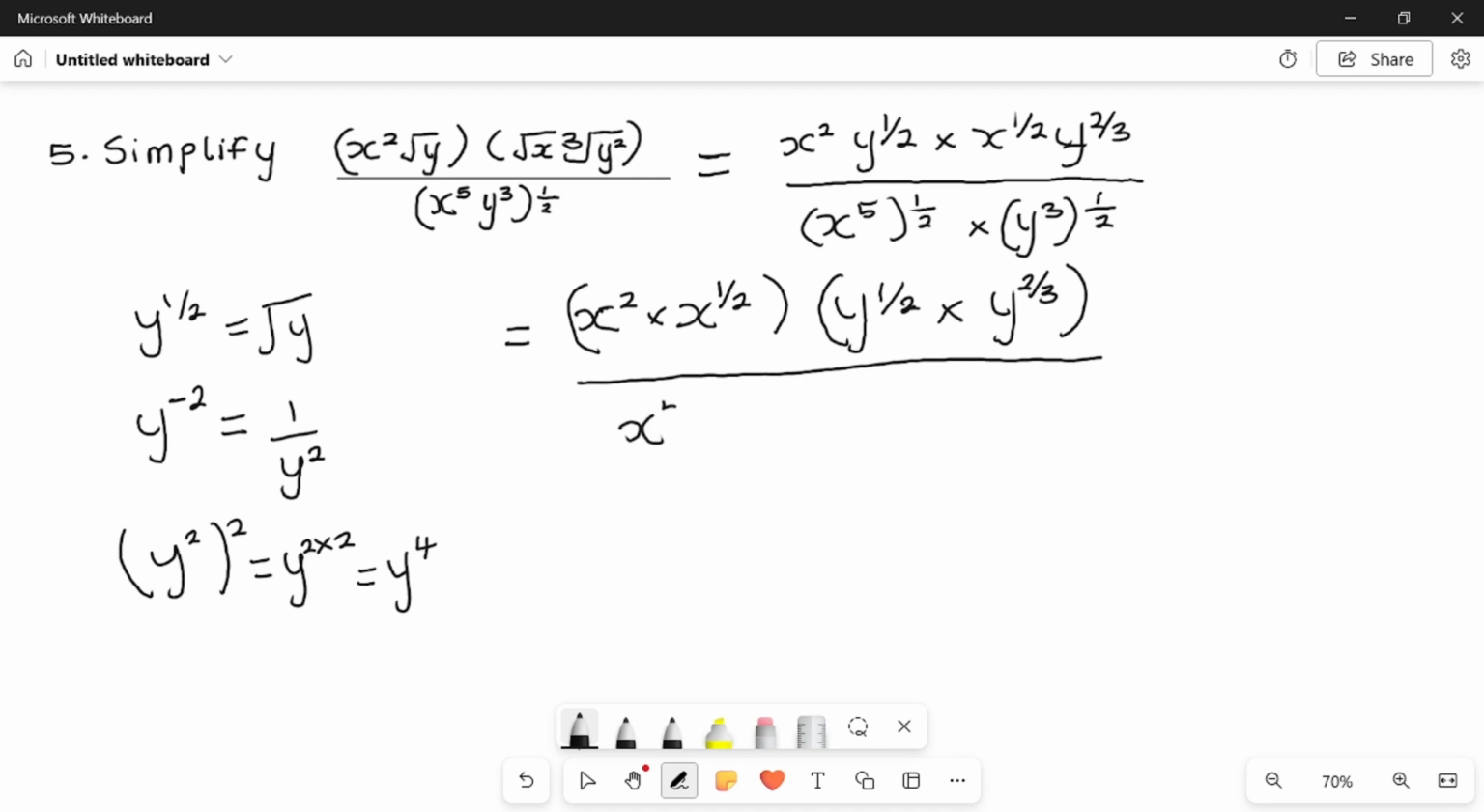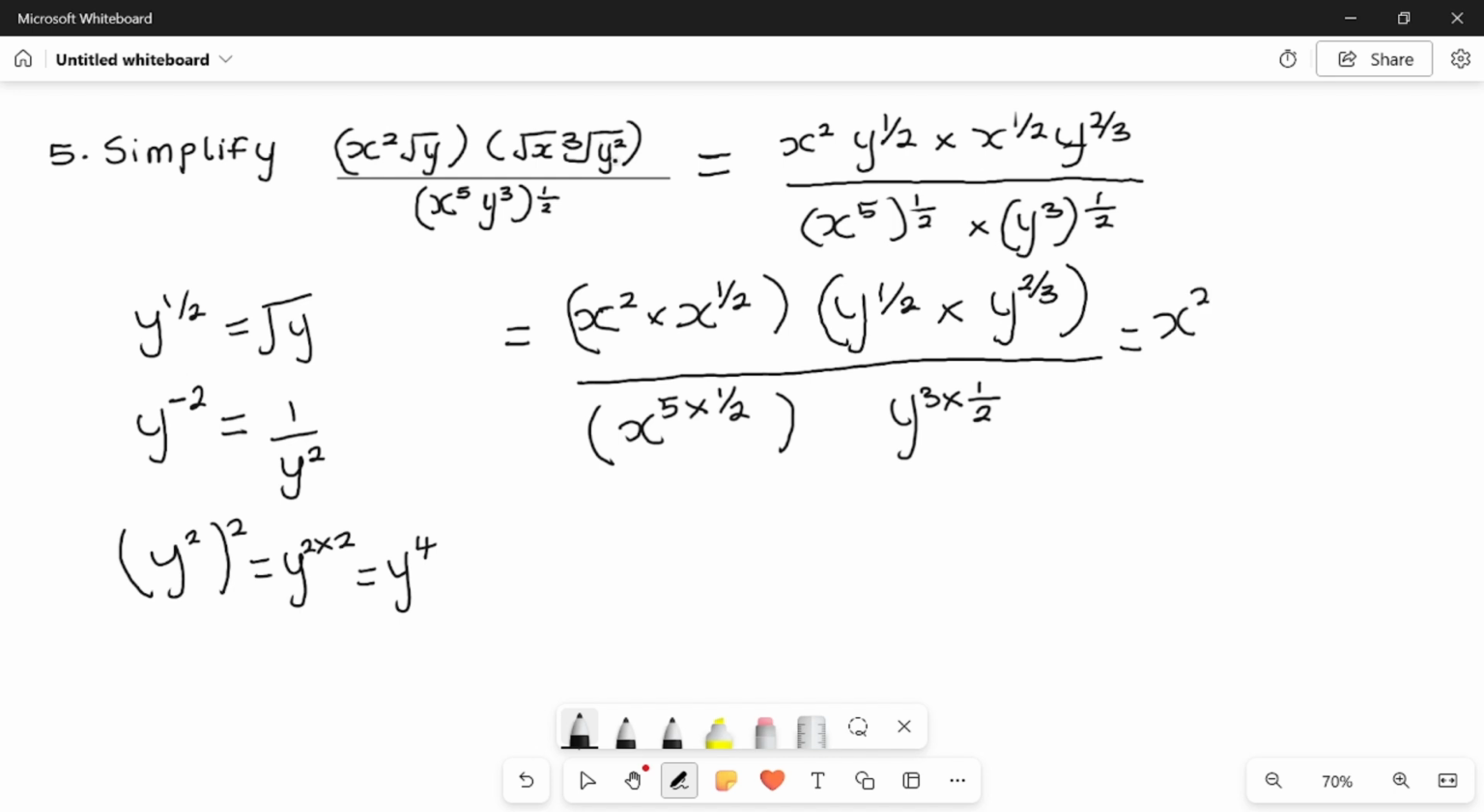x raised to power 5 times the power here, 1 over 2. Remember, we are applying the power of a power law. Let's put it in a bracket. And similarly, y raised to power 3 times 1 over 2. So here we can say that we have x raised to power 2.